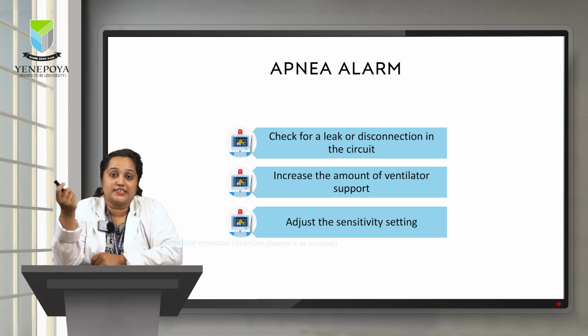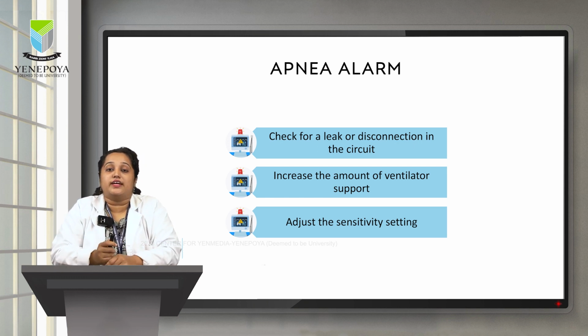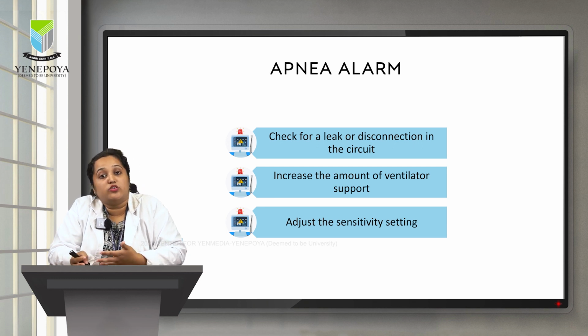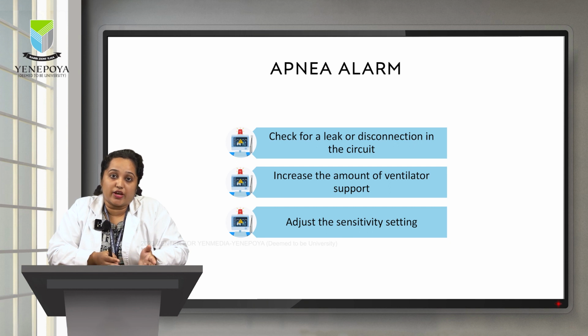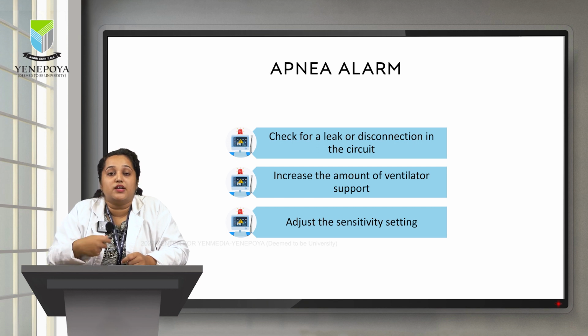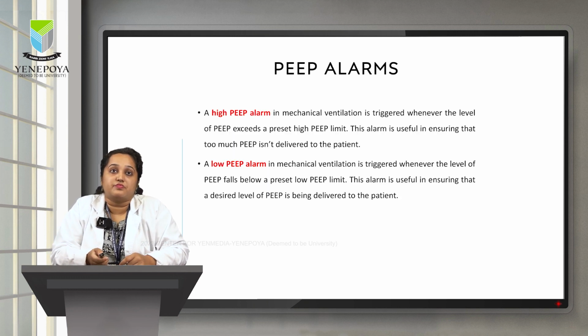Or adjust the sensitivity setting. Also many times this can be seen if the apnea time is set incorrectly. Ideally we set between 15 to 20 seconds of apnea. Now if we have set 5 seconds of apnea time, the patient might still be taking a breath, and for that 5 seconds the patient didn't breathe, the ventilator will think okay, the patient is going into apnea, and the alarm will start getting activated. So you need to check whether the apnea settings are set properly or not.